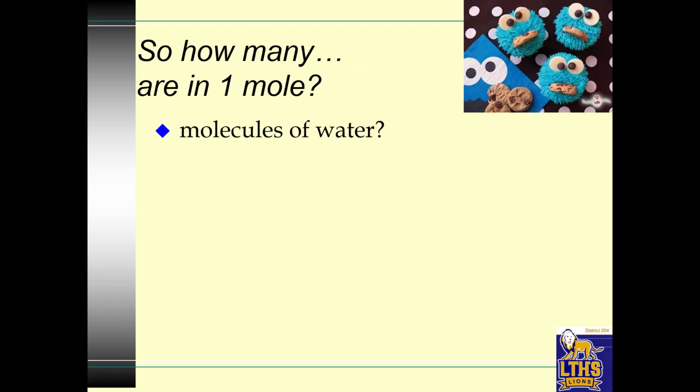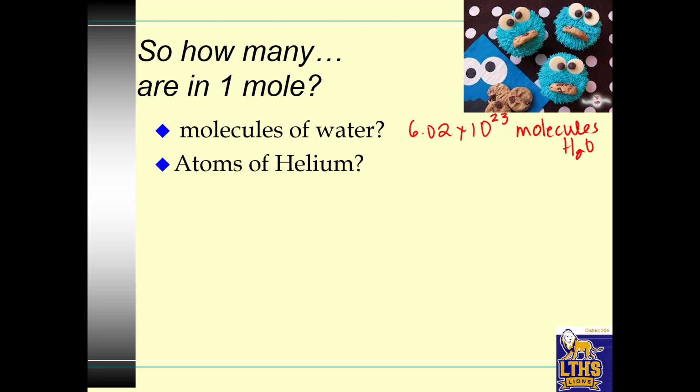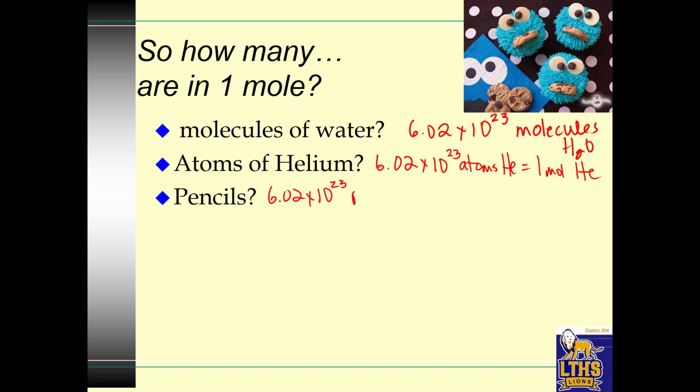So how many are in a mole? How many molecules of water are in a mole? 6.02 times 10 to the 23rd molecules of H2O. All right? So in chemistry, we'll always be talking about something. Atoms of helium in a mole: 6.02 times 10 to the 23rd atoms of what? Helium equals 1 mole helium. All right, so all of these can be used as conversion factors. A mole of pencils: 6.02 times 10 to the 23rd pencils equals 1 mole of pencils.